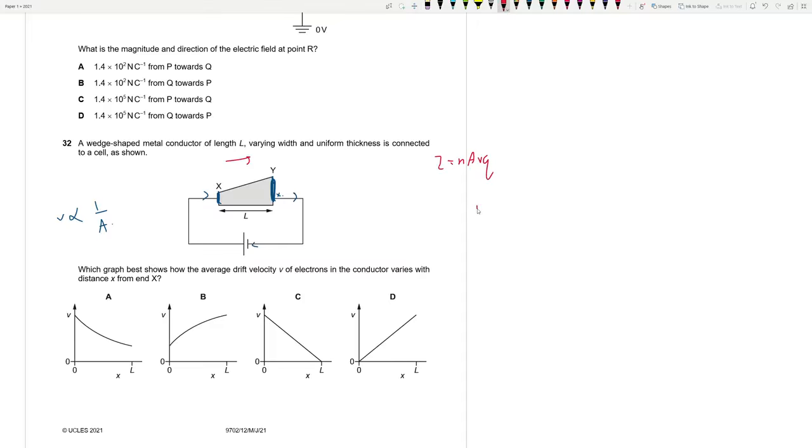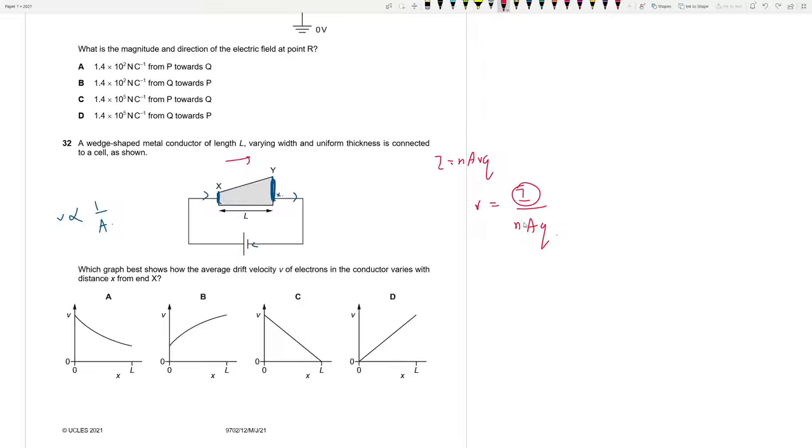So we want to find out V. V is equal to I divided by NAQ. The logic is this is a series circuit, so current is constant. Now N is also constant, Q is also constant. This depends on the material, and Q is always constant, always.